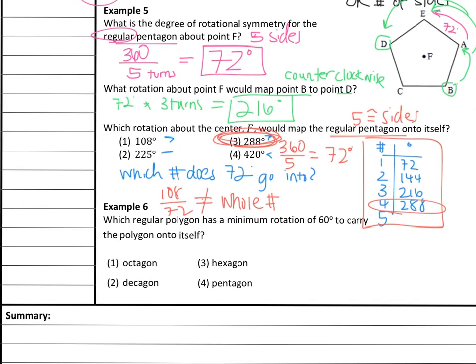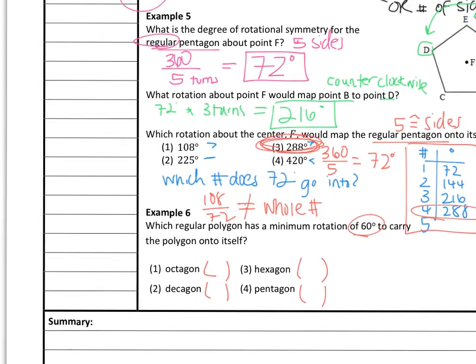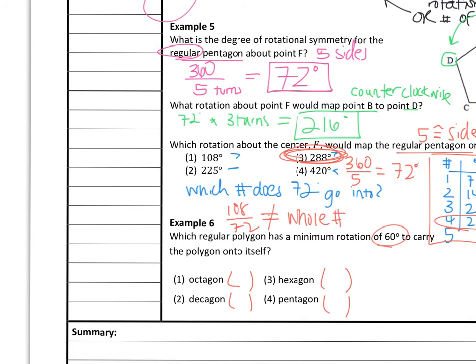In example 6, it says, which regular polygon has a minimum degree of rotation of 60 degrees to carry the polygon onto itself? So they name all of these polygons, but we have to know how many sides each one has. And so we're actually going to first make a list off to the side in your little column over here of all shapes and their number of sides.